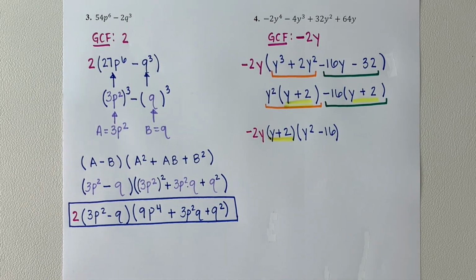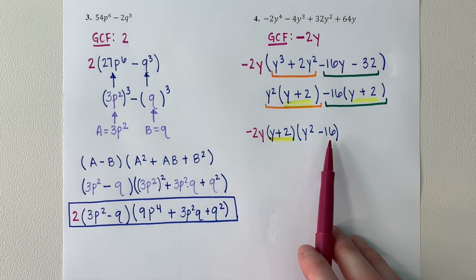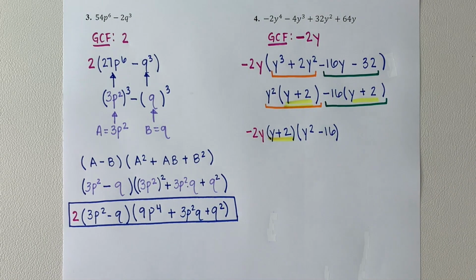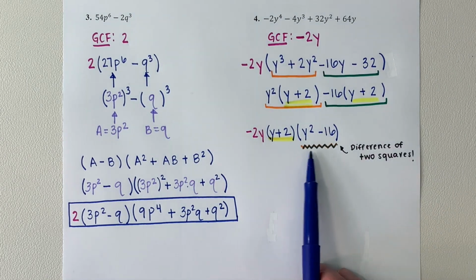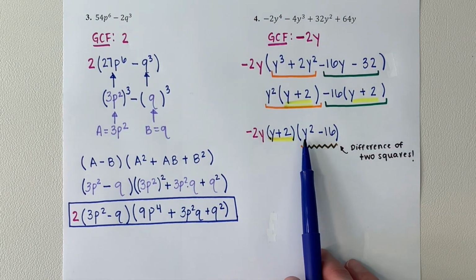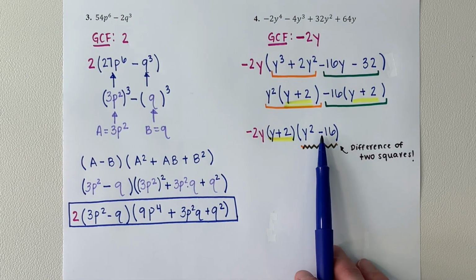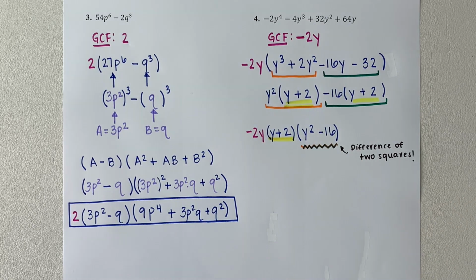The difference of 2 squares tends to sneak up in your answers. You want to check all of your final answers to see if you see the difference of 2 squares anywhere. So this is not fully factored because we have the difference of 2 squares right here. We have 2 perfect squares with a minus sign in the middle. So we need to factor this difference of 2 squares.